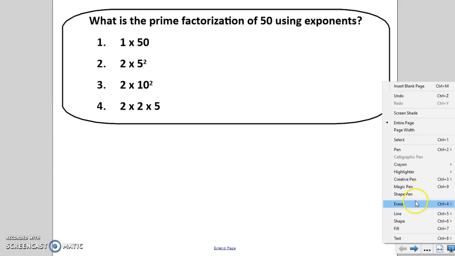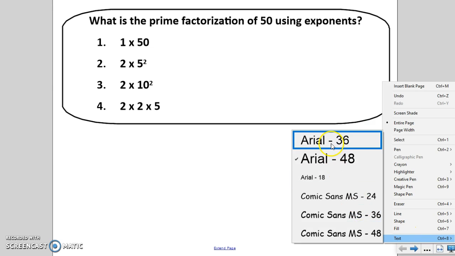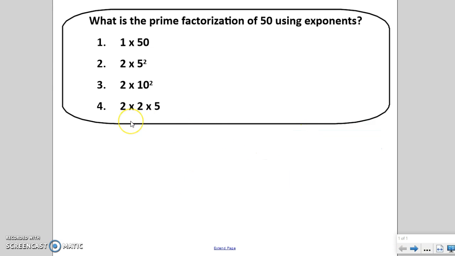All right, boys and girls, so there was a question on the post test that was about something that we had never learned before. So I figure better late than never. Let's go ahead and look at number 14. It says, what is the prime factorization of 50 using exponents?